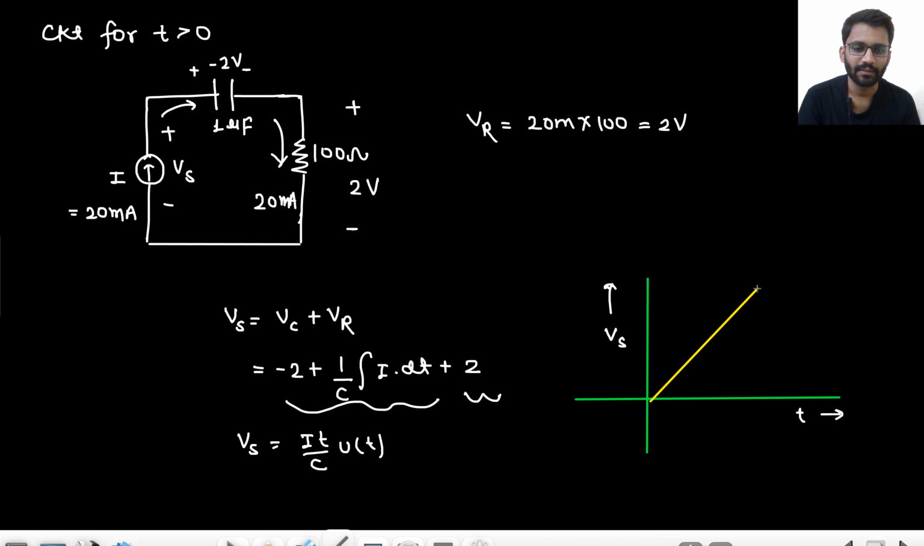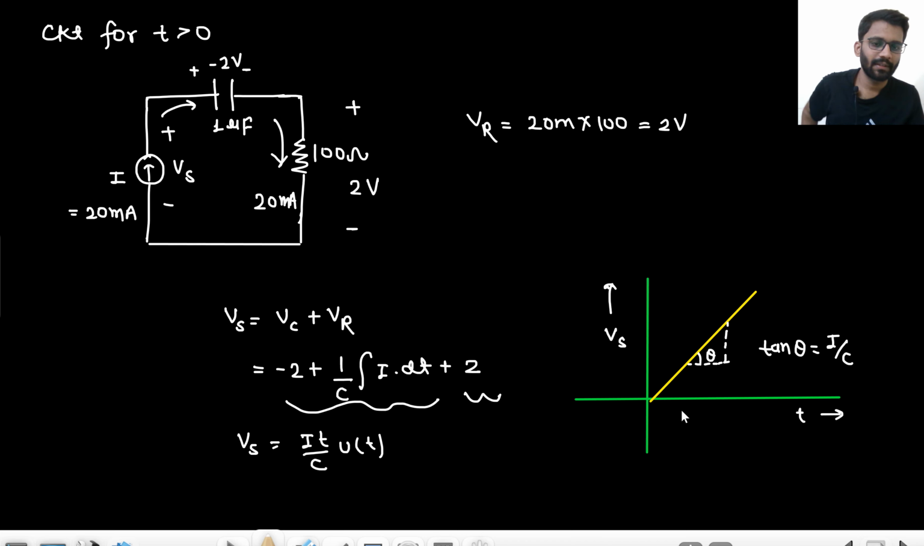That is It by C. The slope is I by C, and you can find the value of I by C as well. What is the value of I by C? 20 milli by 1 micro, so it is 20k. The slope is 20k, but there is no need for it. This is theta, and tan theta is I by C. Got this point? Very easy question.